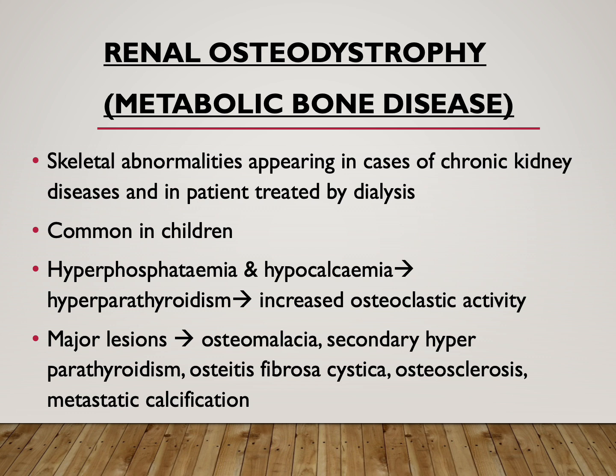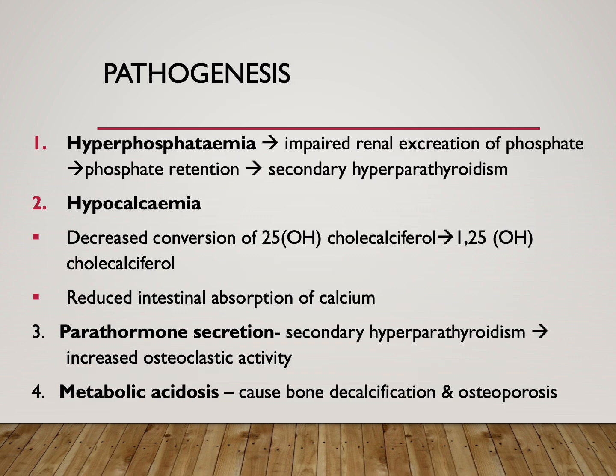The major lesions include osteomalacia, secondary hyperparathyroidism, osteitis fibrosa cystica, which I have already discussed, osteosclerosis, and metastatic calcification. So these are the major bone lesions in renal osteodystrophy. Then coming to pathogenesis, first is hyperphosphatemia. Due to this there will be reduced renal excretion of phosphate. That will lead to phosphate retention, leading to secondary hyperparathyroidism.